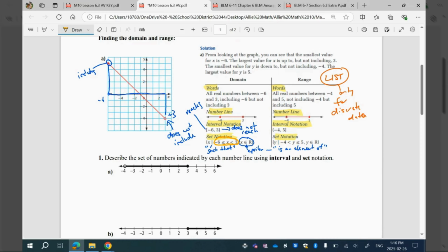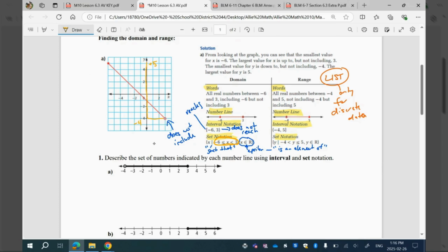And the same is true of range, but now we're talking about all of our y values. So instead of talking about those x's, we are now talking about these values right here. It goes from -4, but does not include it, and goes all the way up to, looks like +5, and does include it.